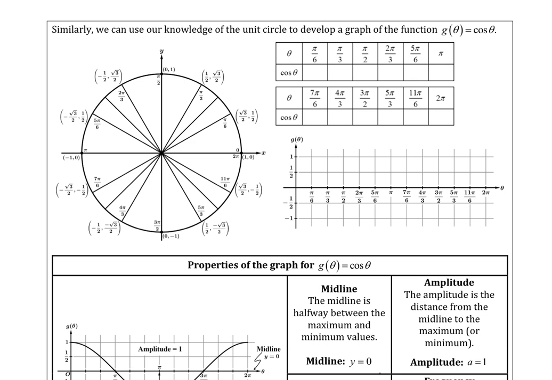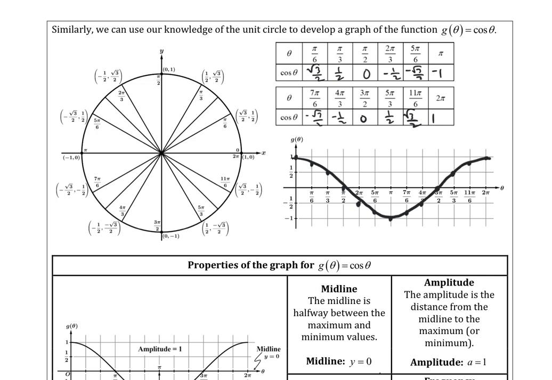Cosine of 0 is going to be 1. Cosine of pi over 6 is 0.88. Pi over 3 is 1/2. Pi over 2 is 0. 2 pi over 3, we've got negative 1/2. Then negative 0.88, negative 1 at pi. 0.88 again, but negative. Negative 1/2, 0, positive 1/2, 0.88, and then we're back at 1. This is one full cycle of the cosine function.